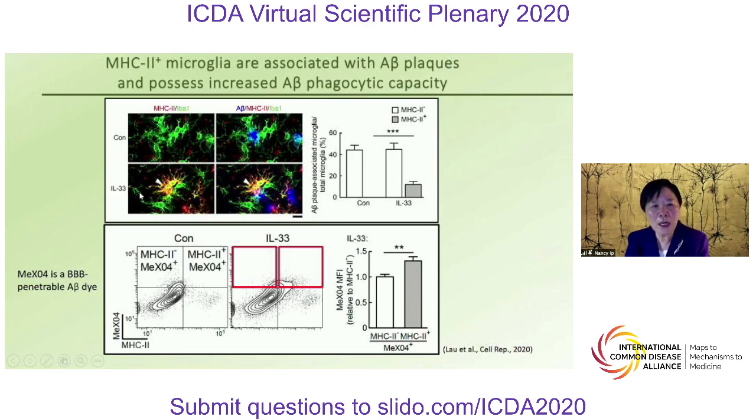And you can see that after IL-33 treatment, MHC2 positive microglia actually associate with A-beta, as shown by the quantitation here: following IL-33 treatment, there's an increase in MHC2 positive microglia associated with A-beta plaque. And furthermore, these MHC2 positive microglial cells have an enhanced ability to uptake A-beta, as shown by this quantitation.